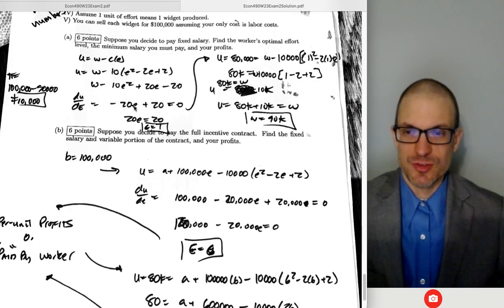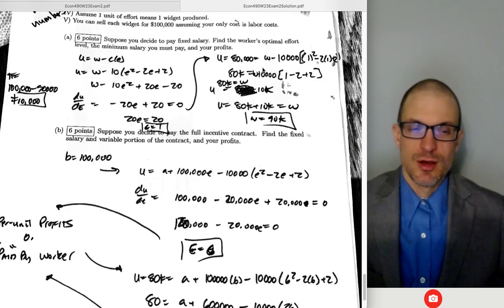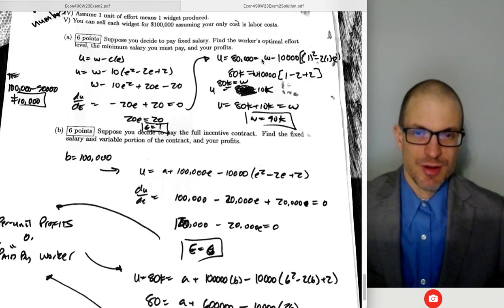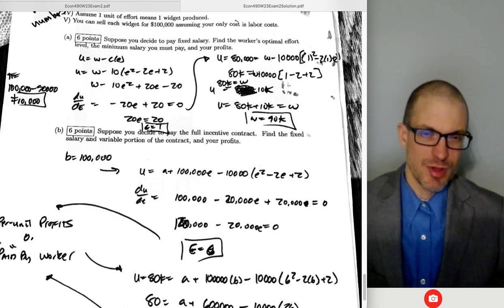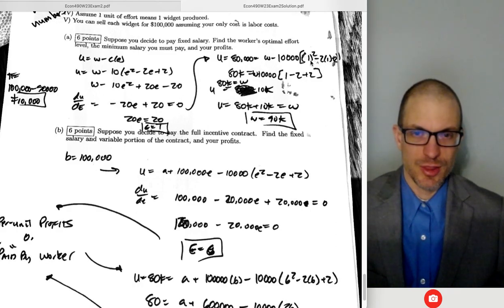Taking the derivative, it's minus 20E plus 20, so solving, E is 1. And then we can evaluate their utility, but more usefully, what the wage has to be to keep them indifferent between working for us, which is going to cost them a psychological cost of $10,000, because if we evaluate this nice quadratic at 1, it'll be 1 squared minus 2 plus 2.